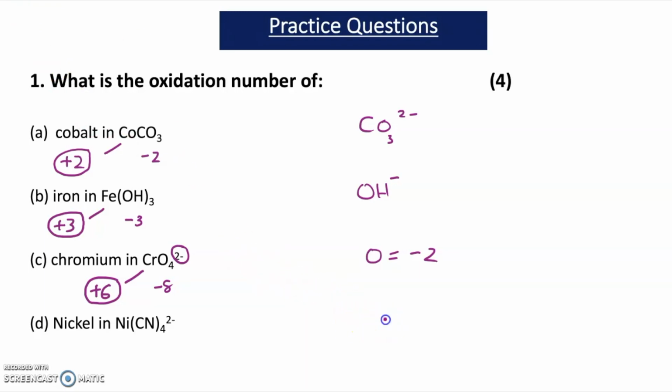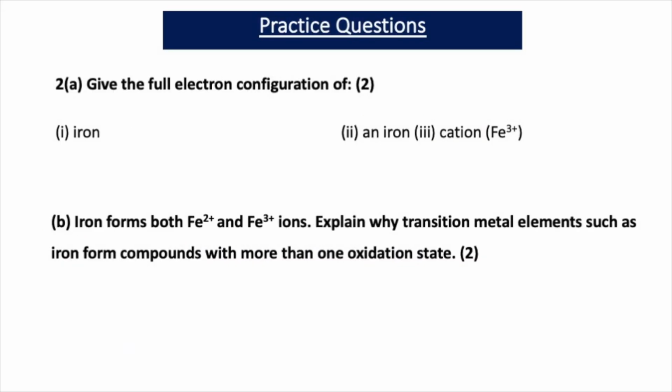Now for D, we have nickel in Ni(CN)4 2-. Now the cyanide ion is CN-, so therefore we have 4 CNs, so we have a -4 oxidation number. The charge on the ion is 2-, so we have to cancel all the minuses but 2, so therefore the oxidation number of nickel is +2. Now this question is worth 4 marks in total, with 1 mark for each correct oxidation number. So now have a go at our second practice question. So once again, read through the question, pause the video, have a go at it, and then we'll go for the answers.